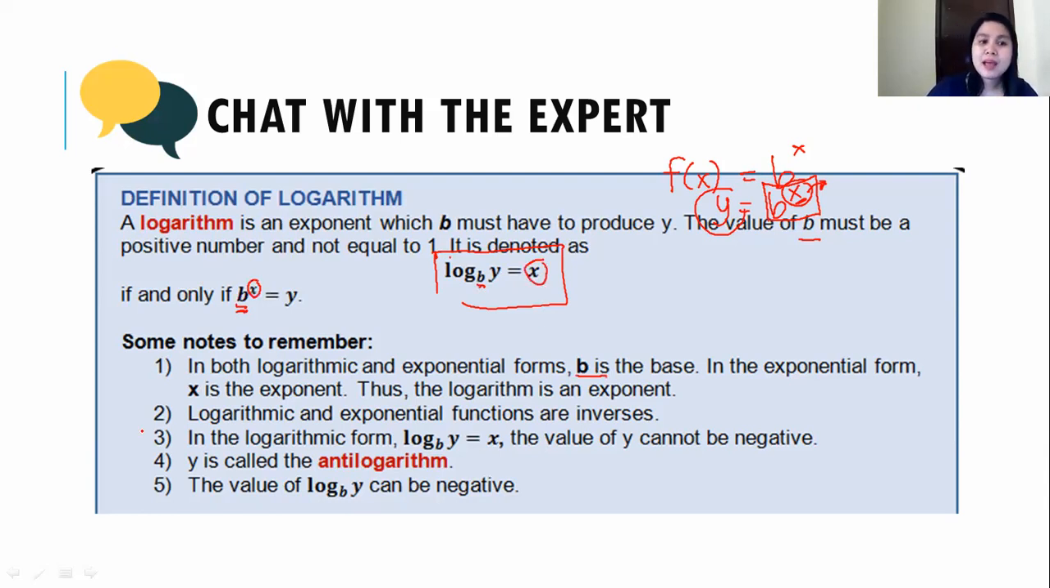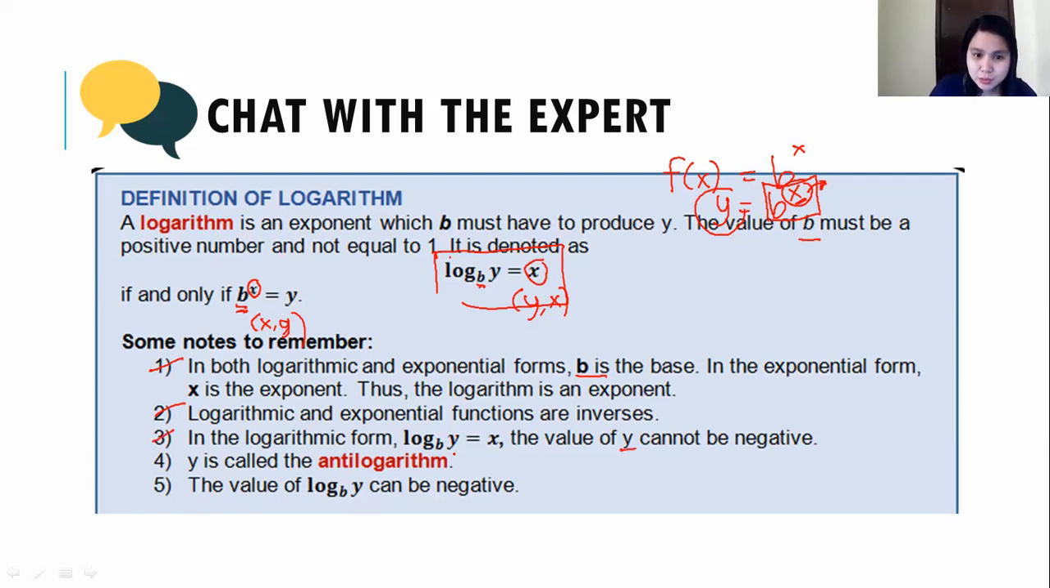Next one. The logarithmic function and exponential function are inverses. So if we have xy here, in the other we have yx. We just interchange the x and y coordinates. Next one. In the logarithmic form, the value of y cannot be negative.